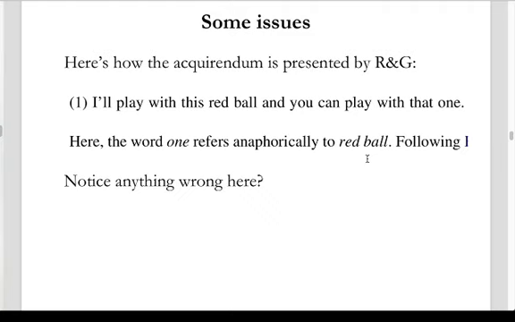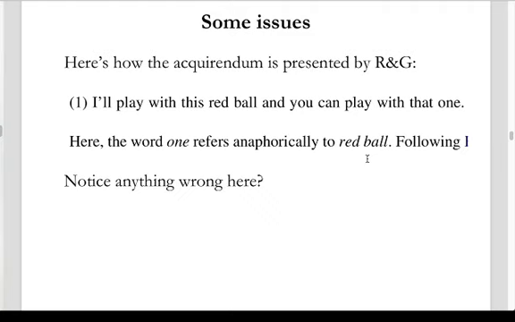Here's how Regier and Gahl present the thing that needs to be acquired, the facts about English syntax that we need to get here. Example sentence 1: I'll play with this red ball and you can play with that one. This is the kind of positive sentence that maybe children do get. It's not the lacuna sentence. This is the sentence that's going to be roughly consistent with any grammar. Here the word one refers anaphorically to red ball. This is what they say here. Anything wrong with that? Take a second here.